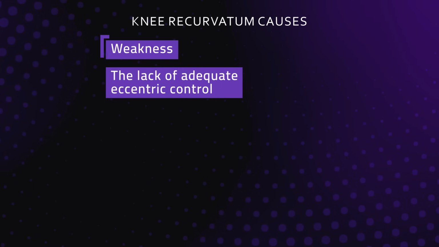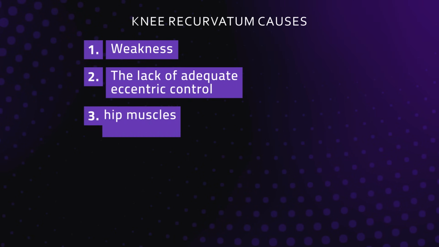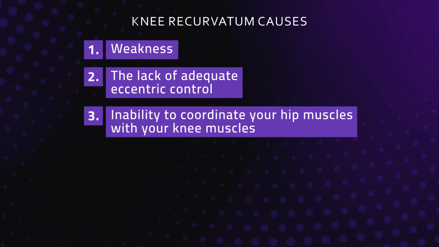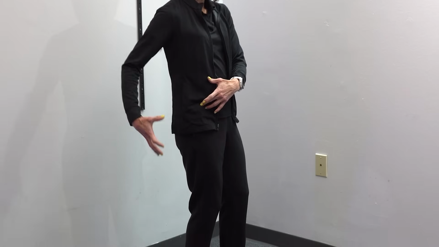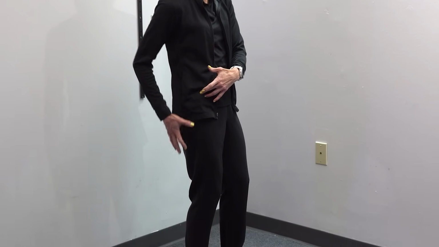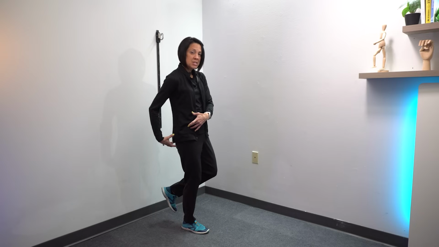So those are the two that fall under weakness in a specific muscle. Then there's just the inability to coordinate your hip muscles with your knee muscles. And this is extremely common. For some of you, the only way that you can keep yourself vertical requires your glute muscles and your quadricep muscles to time together.